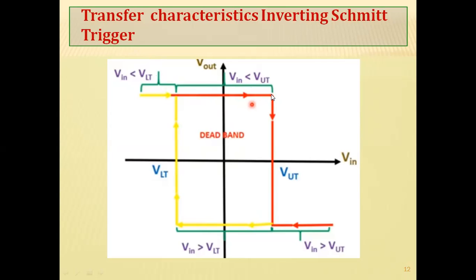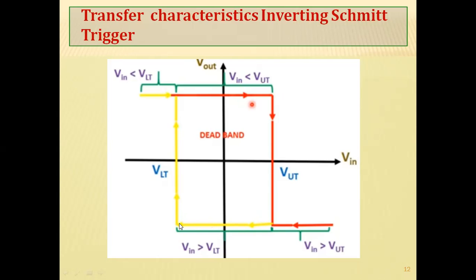And whenever your Vin exceeds that of VUT, here VUT is here, then it has to swing from positive saturation to negative. The swing from positive to negative is indicated by this red straight line. Next, whenever the Vin is greater than VLT, it will be in the negative saturation region itself. Hence, minus V saturation is indicated by this yellow line, with arrow marks towards the left side.